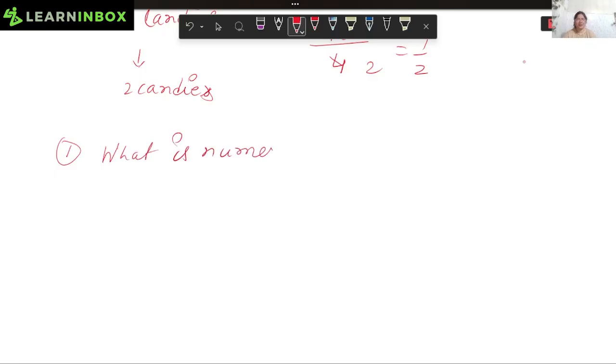numerator in 5 by 9? What is the numerator in 5 by 9? The answer is 5. The number which is written at the top is the numerator and the bottom one is called the denominator. Very good.